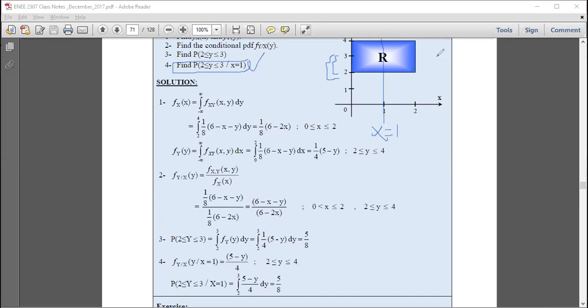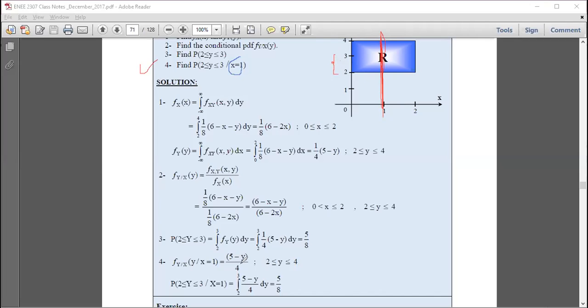Again, how to understand the conditional probability: given that x is 1, he's fixing x to 1. Yes, x is fixed at 1 on this line, so we find the probability on this line. Given that x is 1, what's the probability of y to be between 2 and 3? This is the meaning of this conditioning.